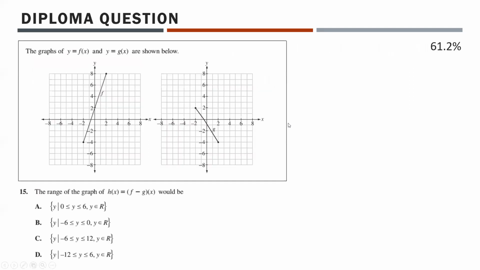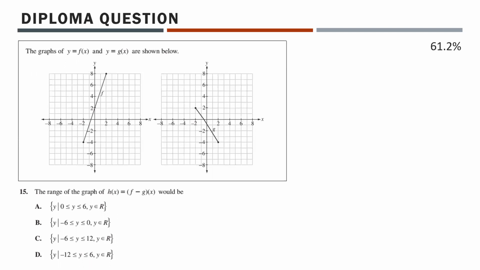Start with that diploma question. This diploma question has a correct answer rate of 61.2%. It's showing the graphs of f of x and g of x. F of x is on the left, and g of x is on the right. It's asking for the range of the graph of h of x equals f minus g of x, and it's one of those options down there. If you want, please pause the video here, give this one a try. You'll really want to look at both of these graphs. That's my only hint I'll give you, and I'll go over it in just a second.